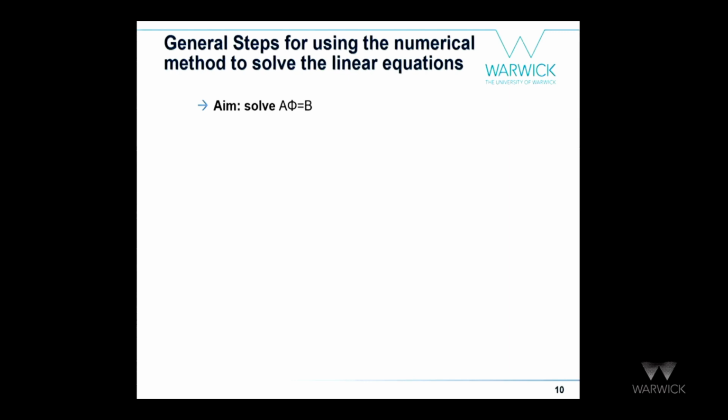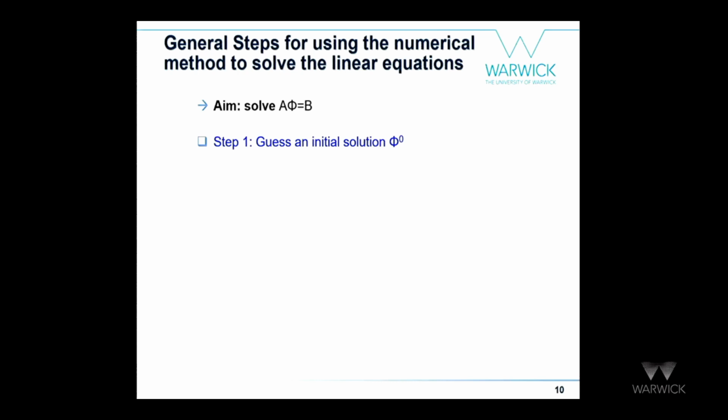Phi is the vector of unknown variables we want to solve, which is x1 and x2. And B is called the constant vector. It's a vector of constants, in this case B1 and B2. So we can use this very concise matrix form to represent a set of linear equations, right?